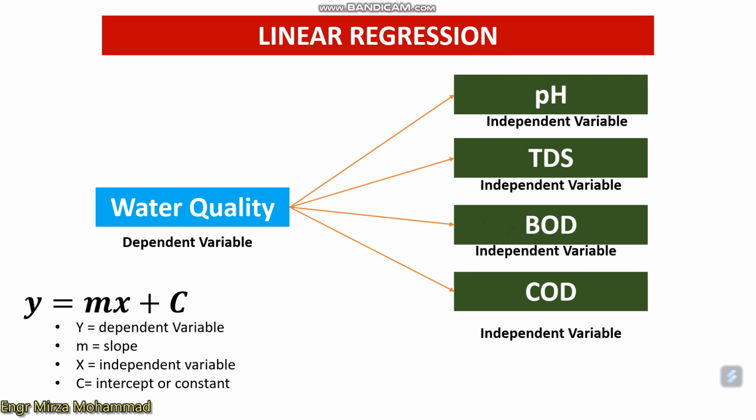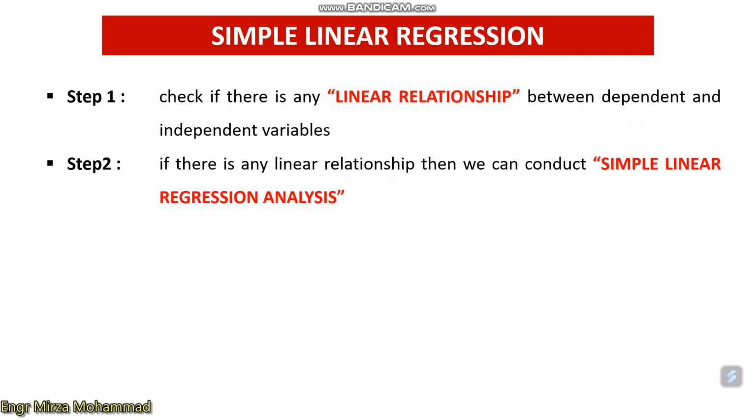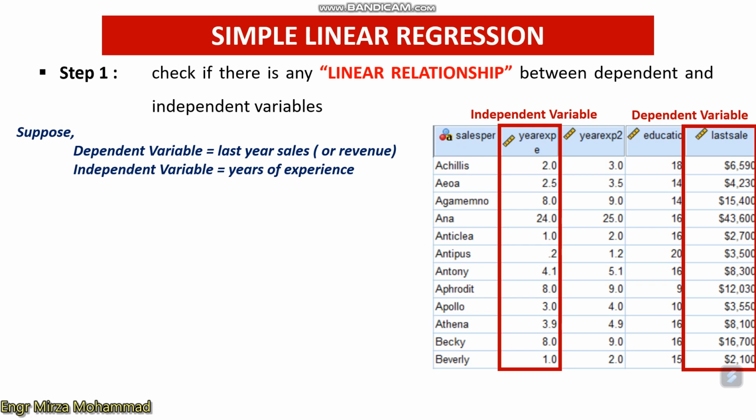But before that, let us have a look at these steps. At first, we will have to check if there is any linear relationship between the dependent and independent variables. After that, if there exists a linear relationship, then we can conduct the simple linear regression analysis. So let's move forward.